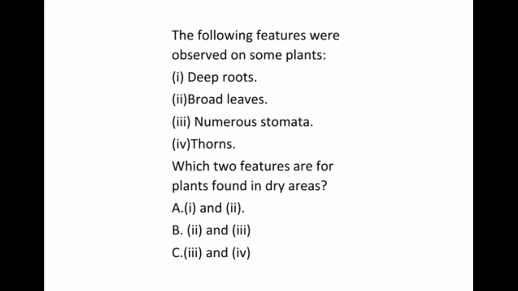The following features were observed on some plants: deep roots, broad leaves, numerous stomatas, thorns. Which two features are for plants found in dry areas? Plants that are found in dry areas are called xerophytes.